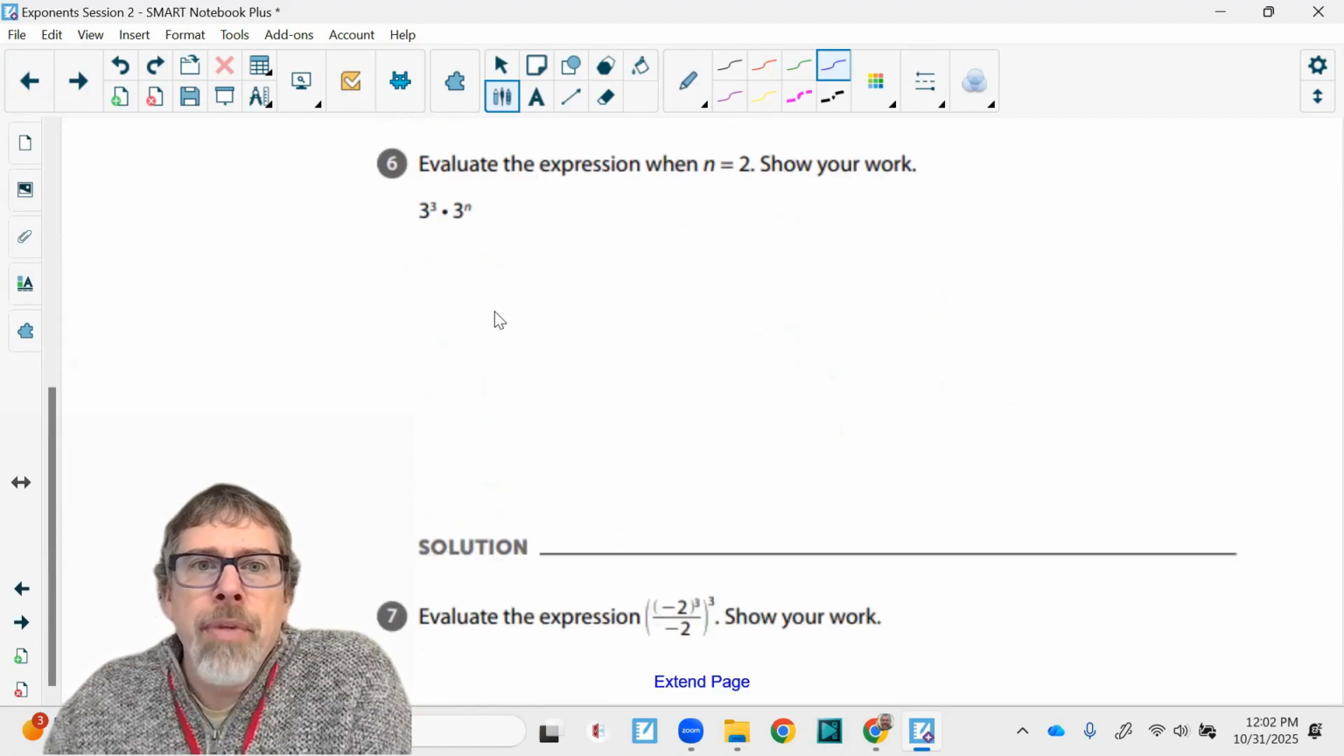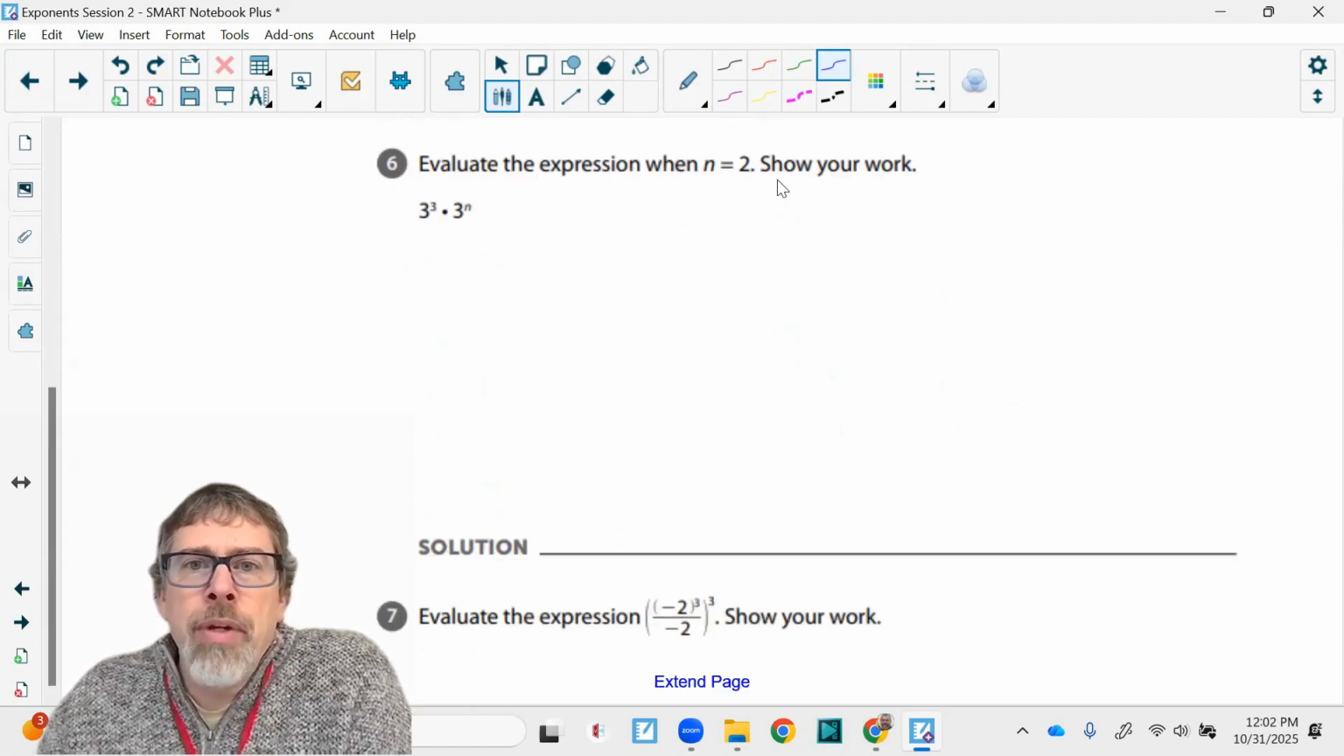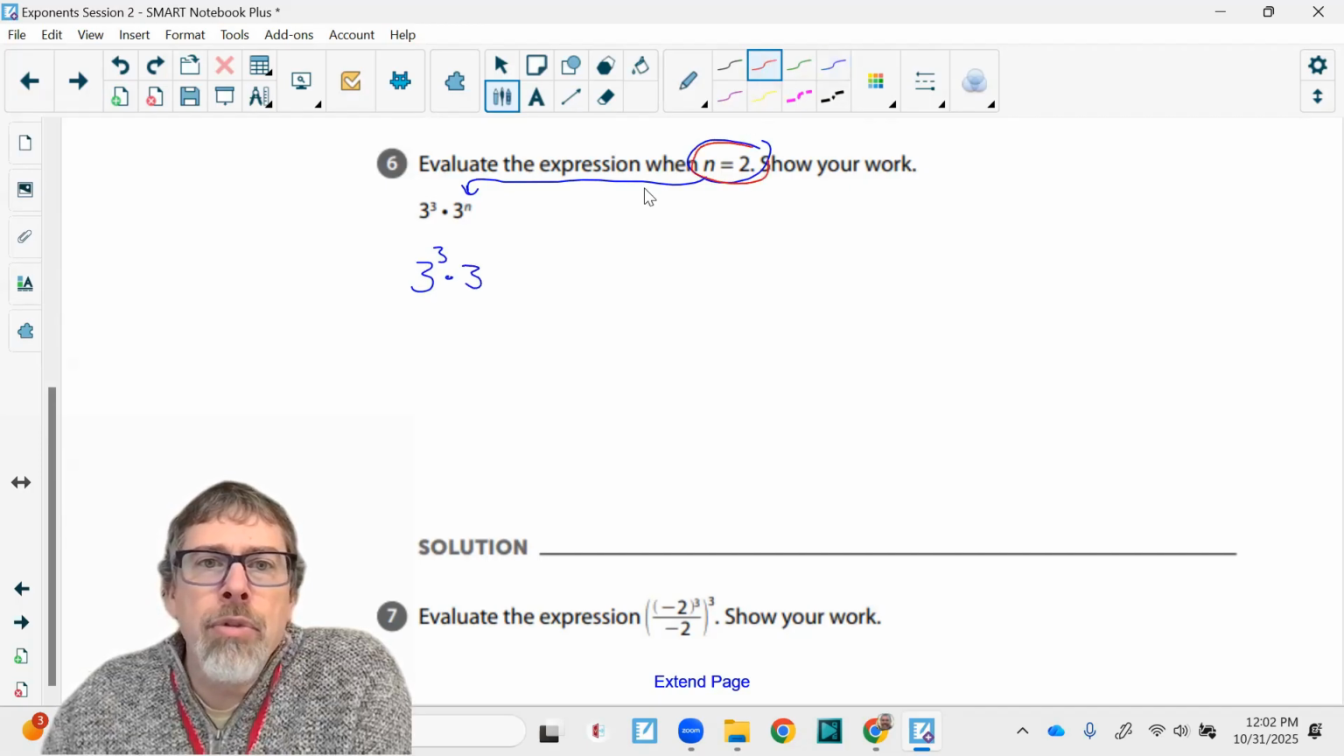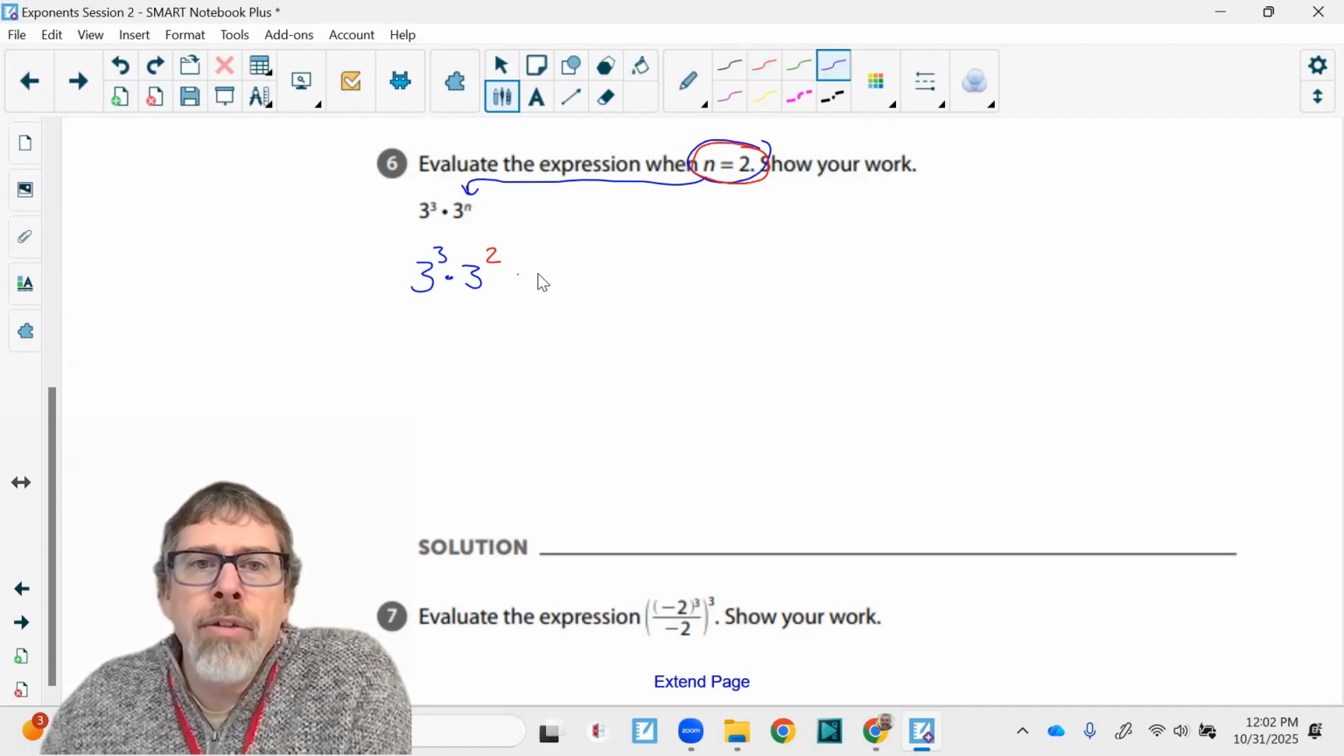Number 6. Evaluate the expression when n equals 2. Show your work. So now what we're doing is substitution. That's what this is called. And we substitute in the value for the variable. So I'm going to rewrite 3 to the 3rd times 3 to the n, where n equals 2. Here's an n. Let's change it to 2. That's all we had to do here.